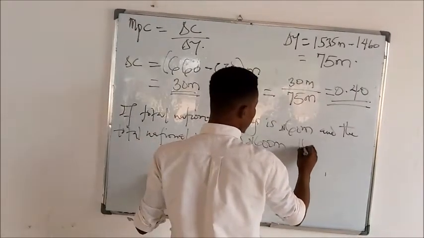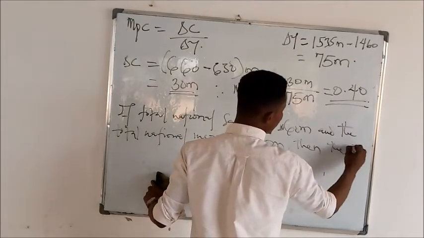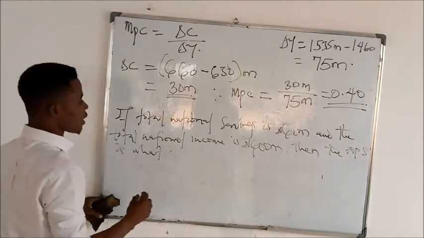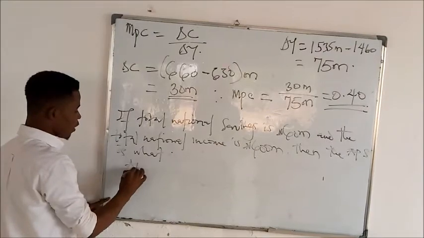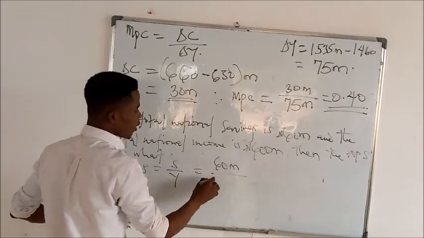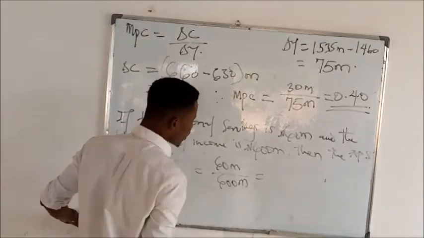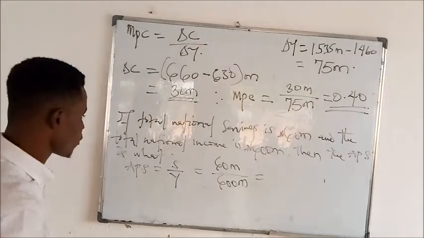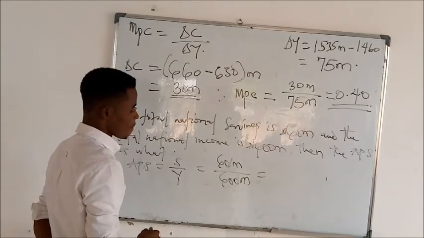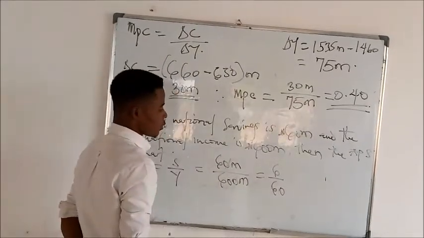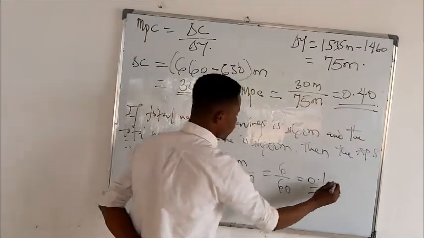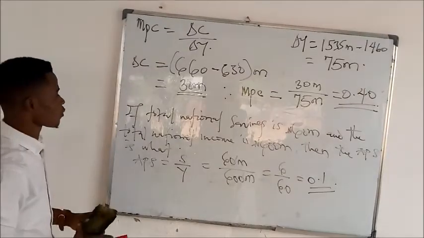Then the APS is what? So how do we determine APS? APS is equal to savings over income. What is our savings? 60 million naira. What is our income? 600 million naira. What is the answer? 0.1. This cancels this, we have 6 over 60. 6 divided by 60 gives us 0.1. Very, very simple, isn't it?